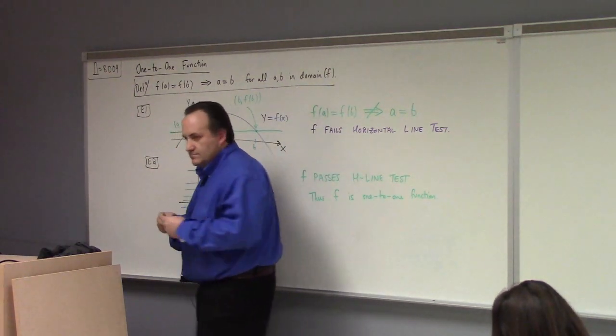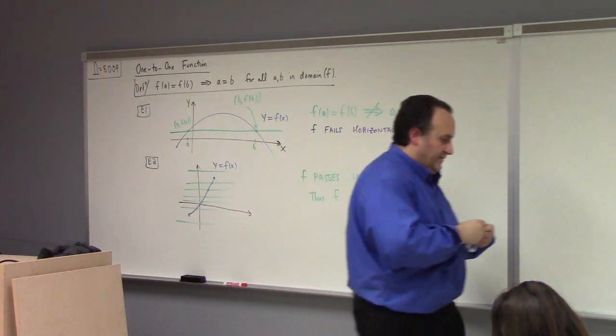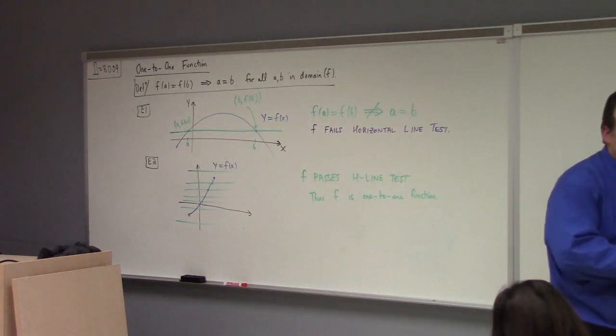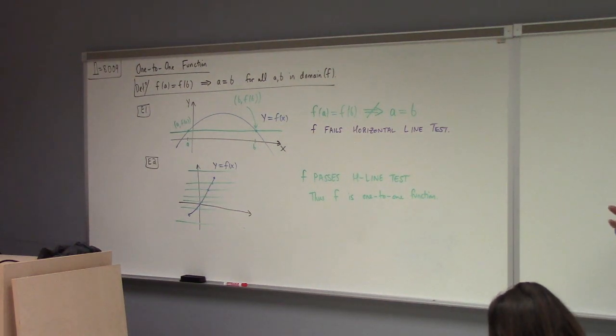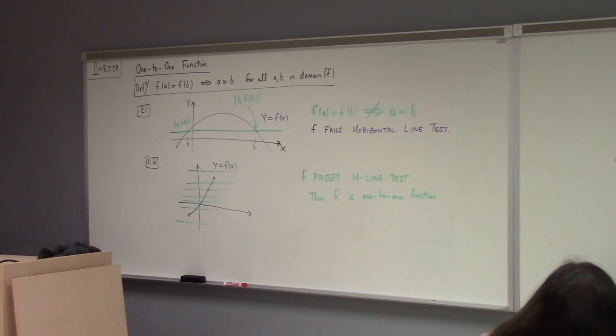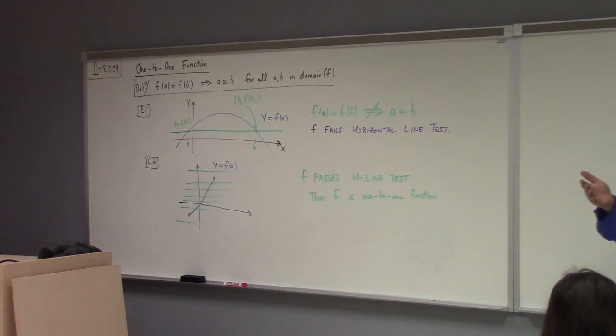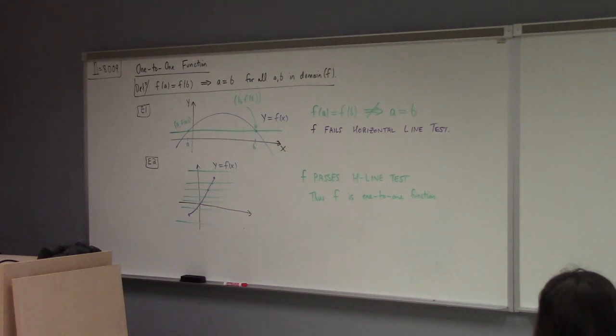So if you're given a graph for a function, you can ask one question first: is it a function? What do we do to check if it's a function? We check the vertical line test. So if it passes the vertical line test, it's a function. If in addition it passes the horizontal line test, it's a one-to-one function. Not every function is one-to-one, as I just showed you in example one.